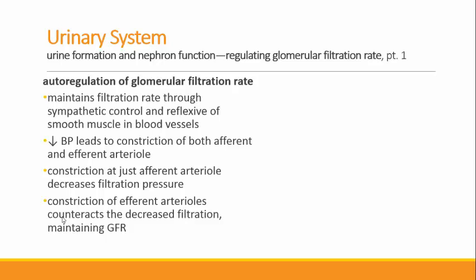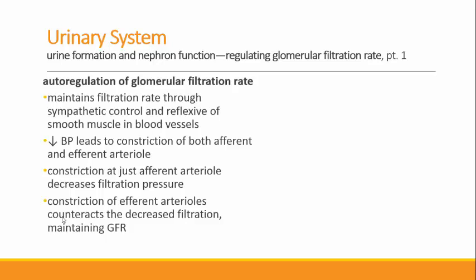So this is the rest and digest system, not the fight or flight one. And also because of reflexive contractions of smooth muscle there in the blood vessels. So if we see a decrease in blood pressure, then both the arteriole leading into the glomerulus and the arteriole taking blood away from the glomerulus constrict to help maintain blood pressure. Because, of course, if you constrict a blood vessel, then you're going to see blood pressure rise in response.